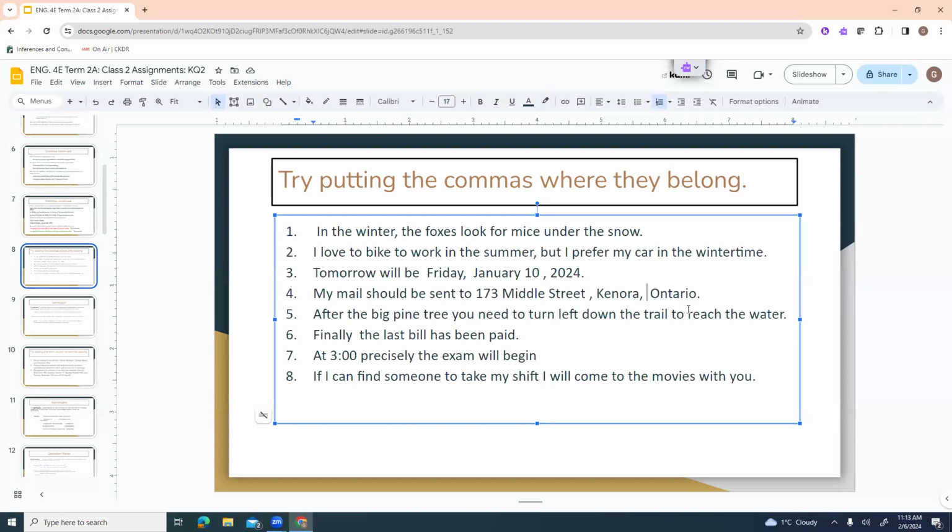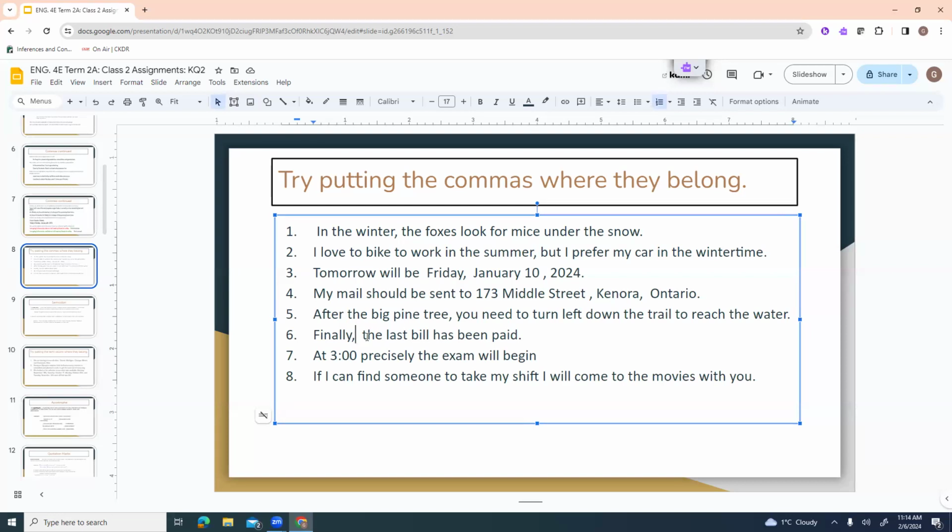"After the big pine tree you need to turn left down the trail to reach the water." Okay, so after the big pine tree is functioning a lot like in the winter. It's a little introductory sentence. It's telling you where to go. After that big pine tree, you need to turn left. "Finally the last bill has been paid." Finally is kind of what they call like a transition word. It technically is still an adverb, essentially. It's telling you when it happens, but we really commonly put them at the beginning of a sentence, followed by a comma, because it kind of helps transition one sentence to the next.